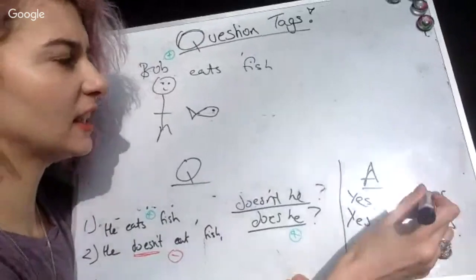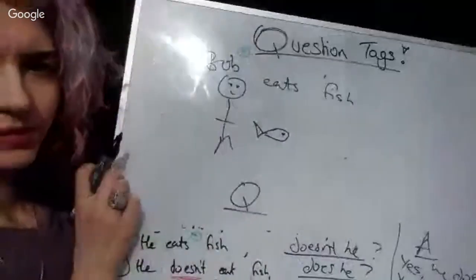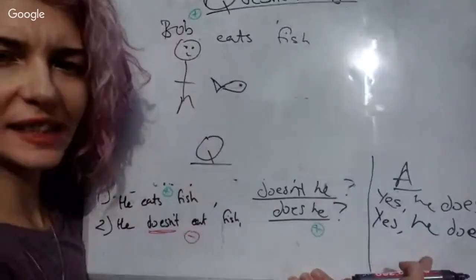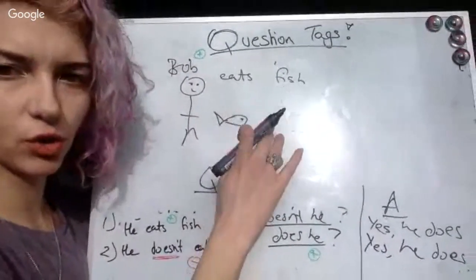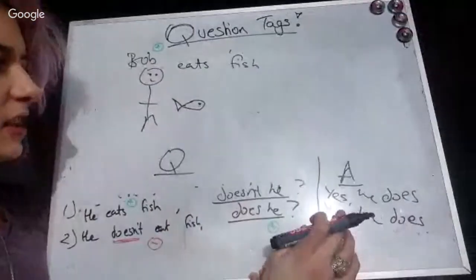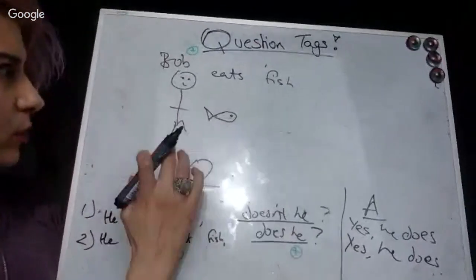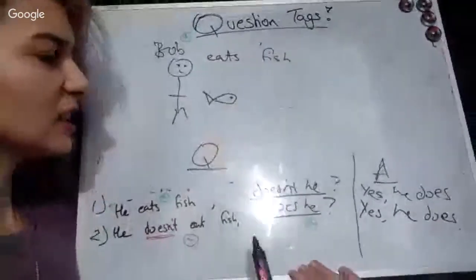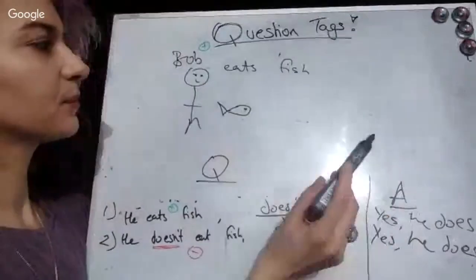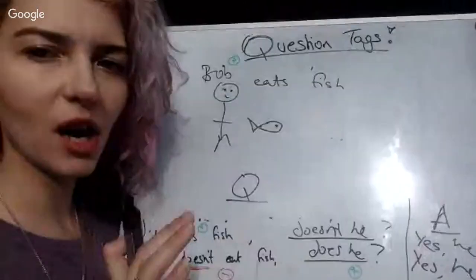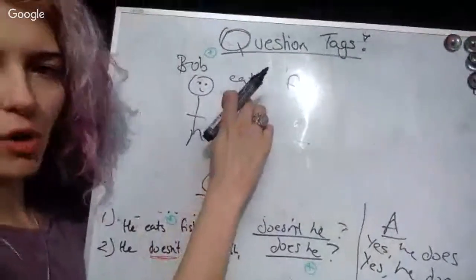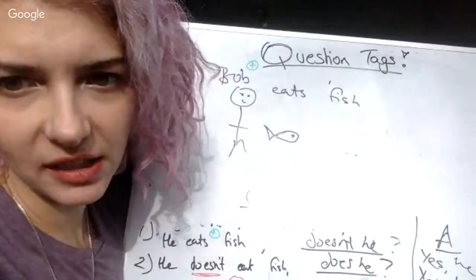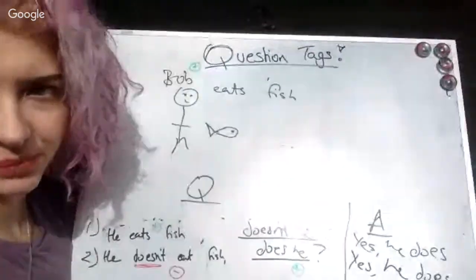Because, look, we can see here, Bob eats fish. He eats fish. The answer stays the same. The answer always stays the same as what the truth is. The truth is he eats fish. The answer to both questions. We know Bob eats fish. He eats fish, doesn't he? Yes, he does. He doesn't eat fish, does he? Yes, he does. Same. Keep the same answer because we know that Bob eats fish. So the answer to both questions is yes, he does.